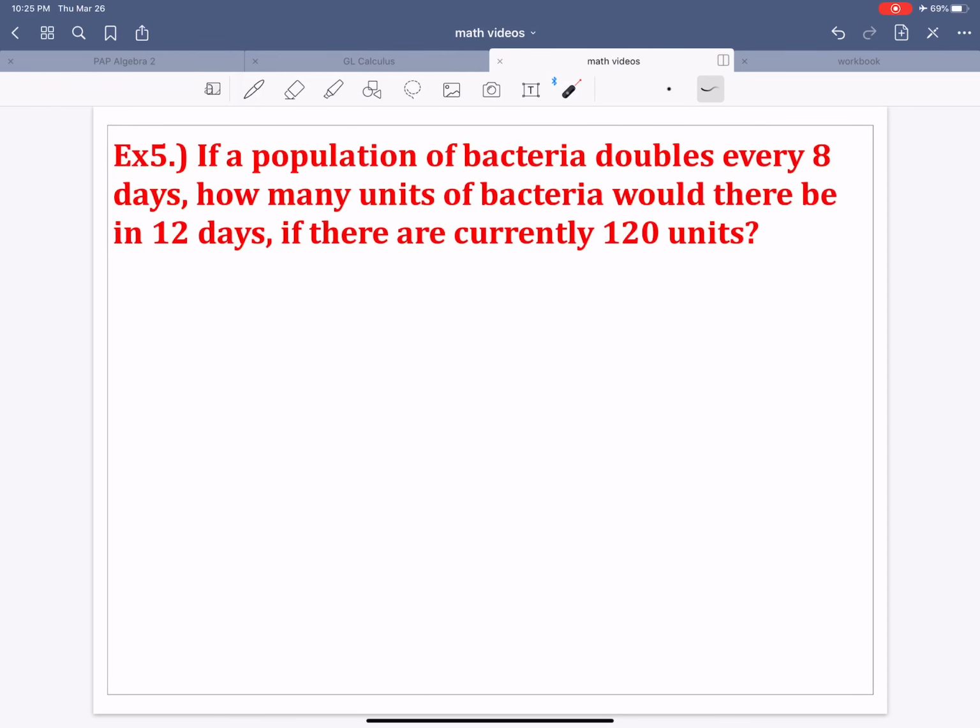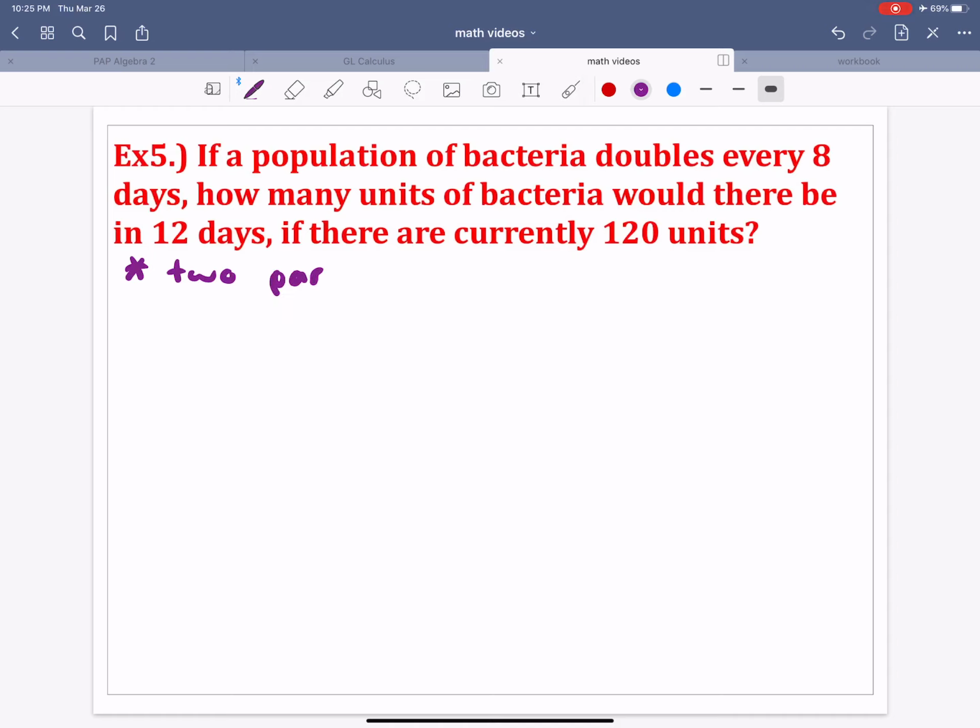Okay, final problem that we'll do together is example 5. It says if a population of bacteria doubles every 8 days, how many units of bacteria would there be in 12 days if there are currently 120 units? What? I need to reread that. You probably need to reread it. A lot going on there. Okay, so this is actually a two-part question.